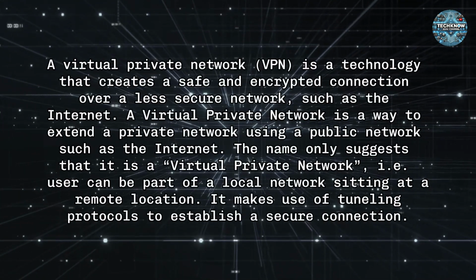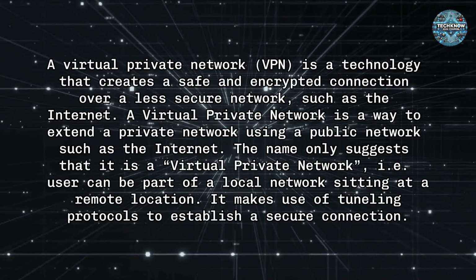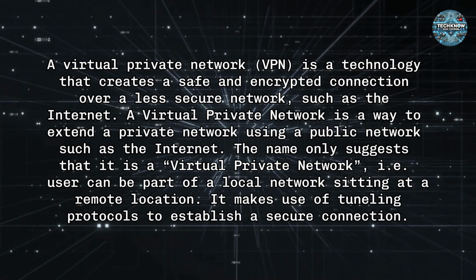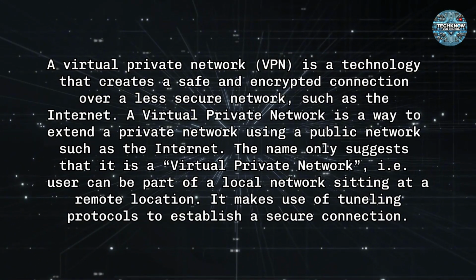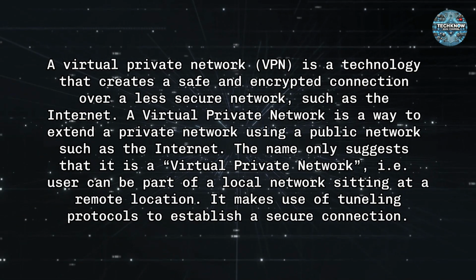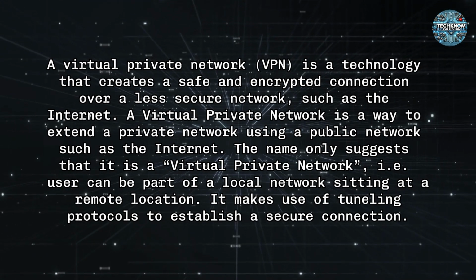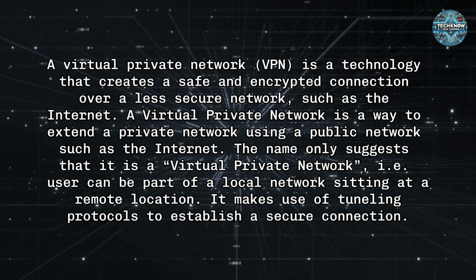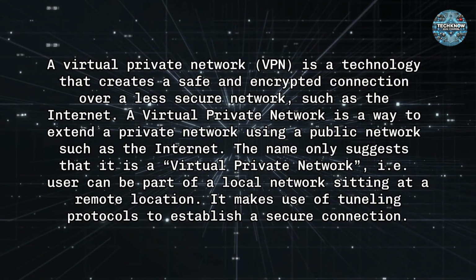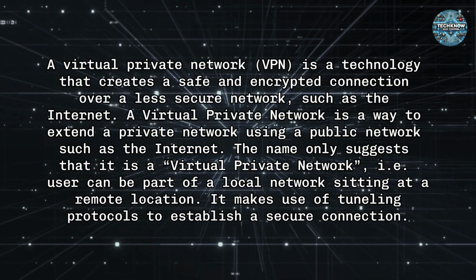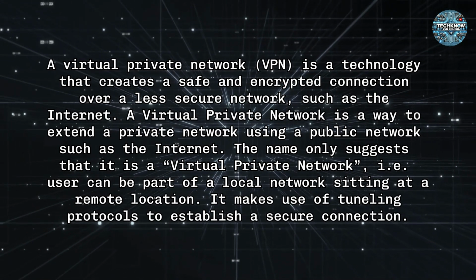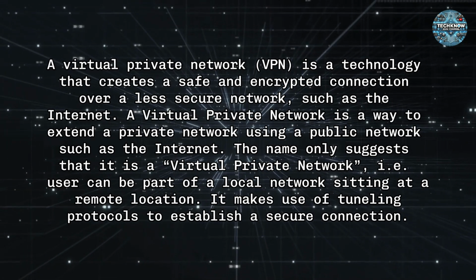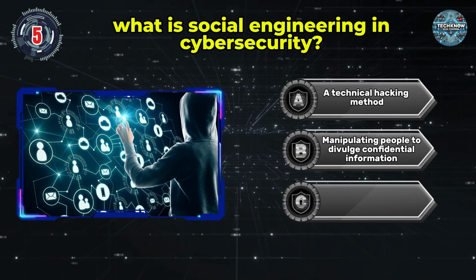A virtual private network, VPN, is a technology that creates a safe and encrypted connection over a less secure network, such as the internet. A virtual private network is a way to extend a private network using a public network, such as the internet. The name only suggests that it is a virtual private network, i.e., user can be part of a local network sitting at a remote location. It makes use of tunneling protocols to establish a secure connection.